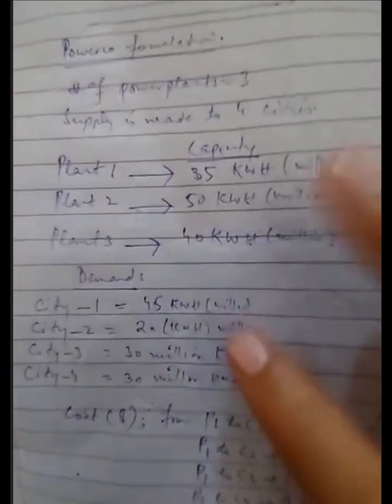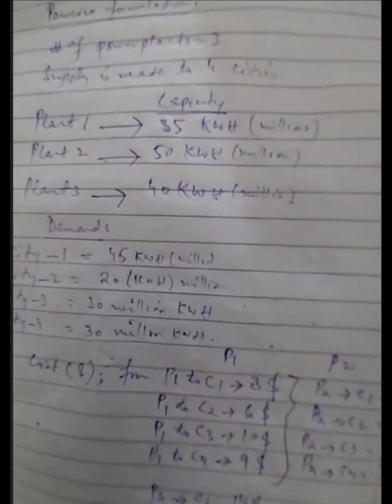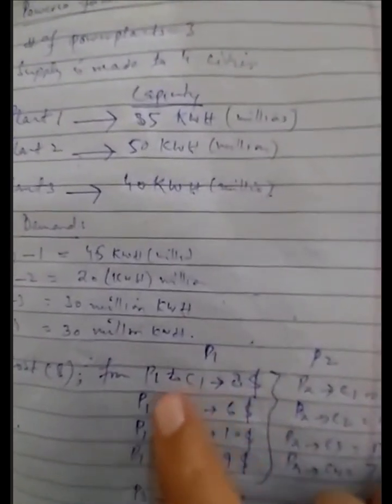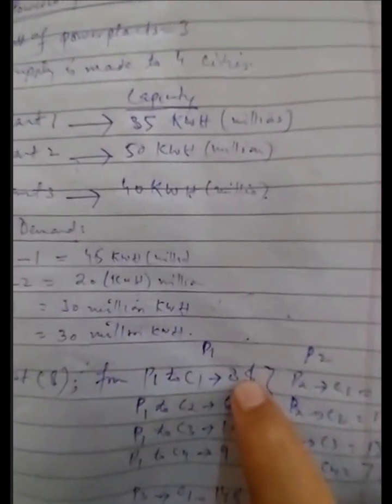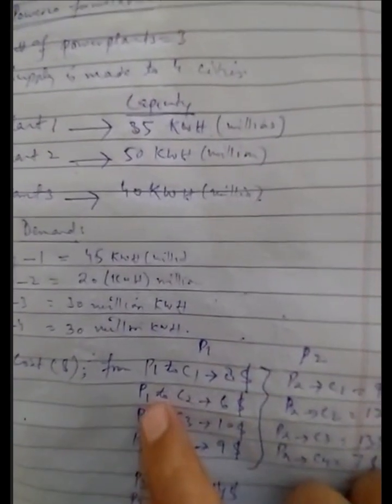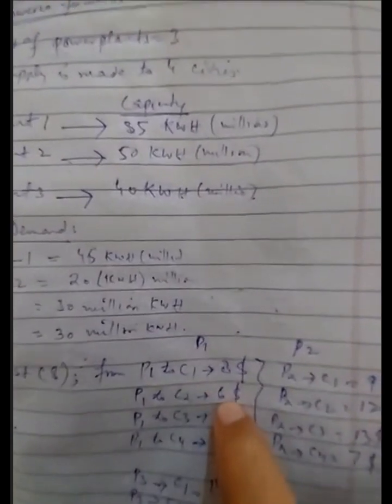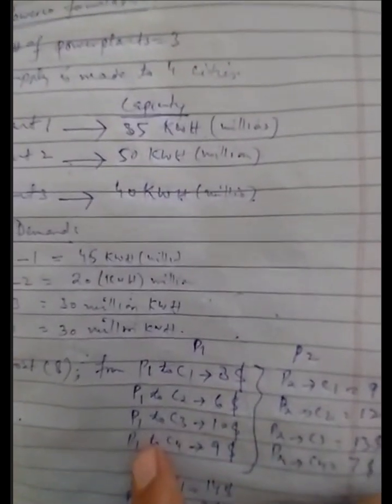So these are the demands for the 4 cities. Now to ship this power to each city, we have some costs associated because this is a transportation model. So there are always costs associated. The cost of transferring from power plant 1 to city 1 is $8 per kilowatt hour, and the shipment charge from power plant 1 to city 2 is $6. From power plant 1 to city 3 it is $10, and from power plant 1 to city 4 it is $9.